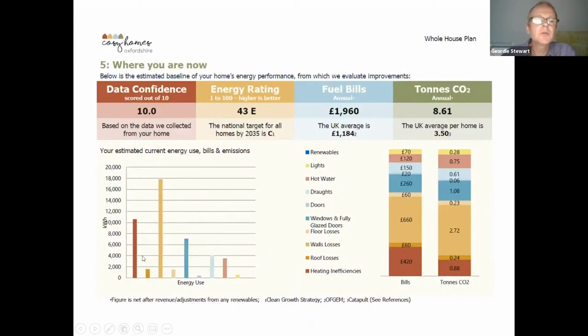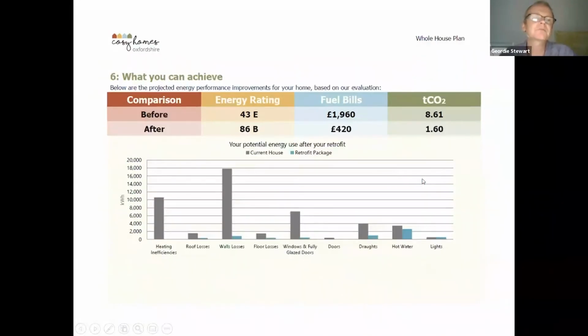So this particular home, we've got heating inefficiencies here on the left. We've got a fairly inefficient boiler there. It's using a lot of energy, so it must be an old boiler. The roof losses aren't too bad here. Got huge losses from the walls, a little bit from the floors, a reasonable amount from the windows. Drafts. We've got hot water and lights. The same information here, just split up: what you're spending your bills on and the carbon mix of your energy bill.